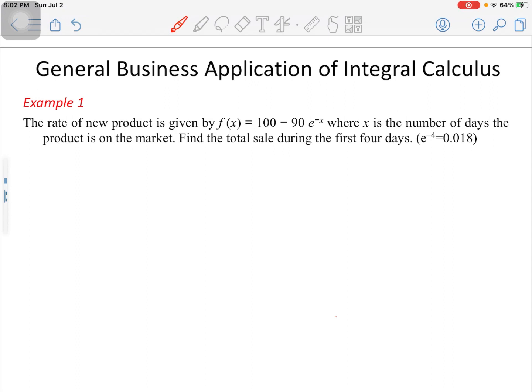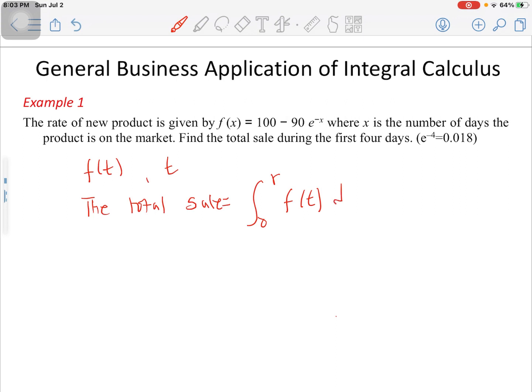If the rate of growth of sales is a known function of t, which is maybe f of t, where t is a time measure, then the total growth or sale of a product over a time period r can be given by the integral from 0 to r of f of t dt, where 0 is less than or equal to t, less than or equal to r.